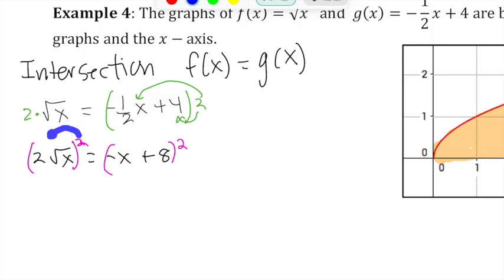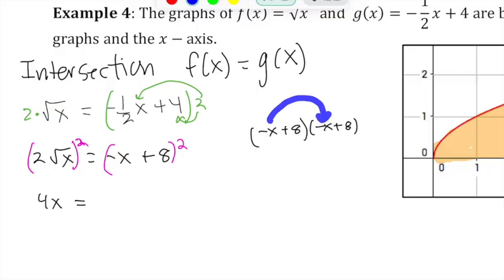On the left, that's going to be 2 squared, which is 4, and then the square and the square root cancel. So this is just 4x equals. And then if I distribute the right side, we're going to get x squared minus 8x minus 8x again, which would mean minus 16x, and then plus 64. And then I get the 4x over to the other side.